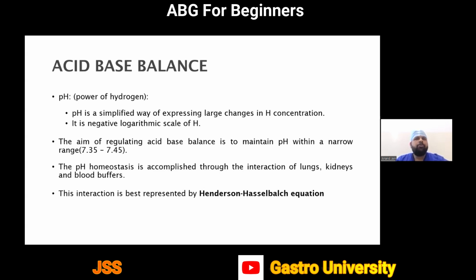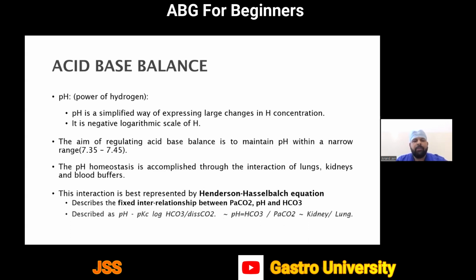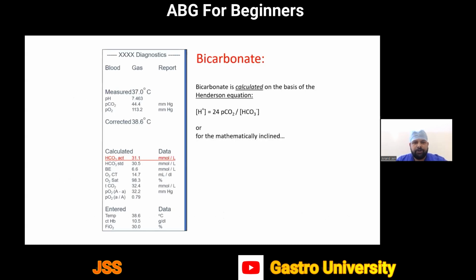Now, our machine is going to read this. How does it do it? It reads it using certain formulas, which can also be used to understand the interaction in the body, expressed in the form of the Henderson-Hasselbalch equation. It describes the fixed interrelationship between pH, PCO2, and bicarb, and can be depicted as pH equals pKa multiplied with log of bicarb divided by the dissociation of carbon dioxide, or in a simplified way, pH is equal to bicarb divided by PCO2, with kidneys and lungs acting as buffer to this.